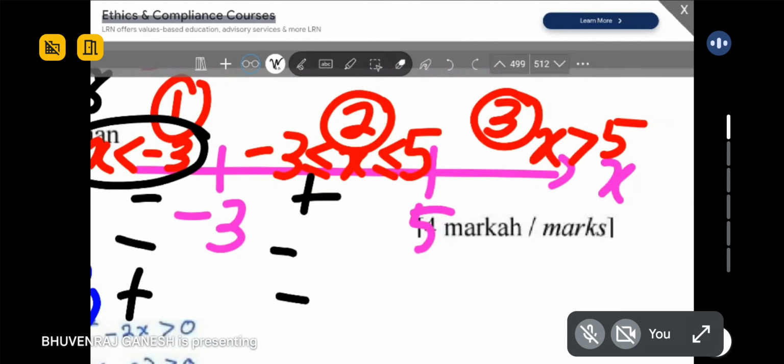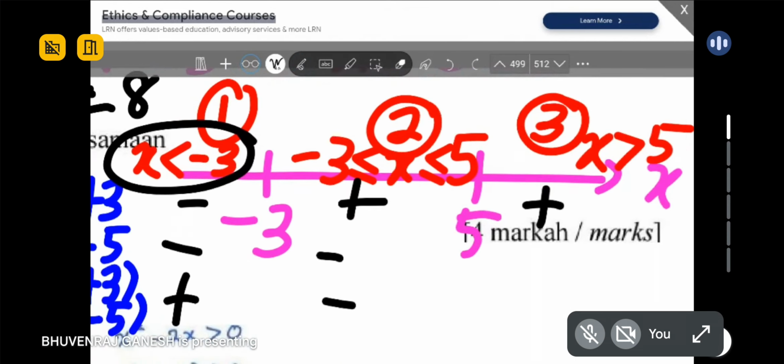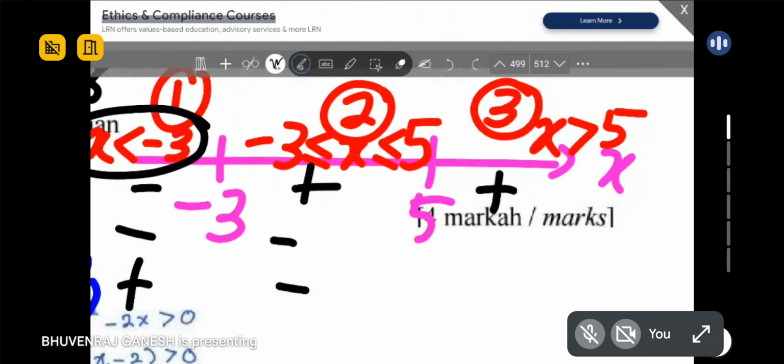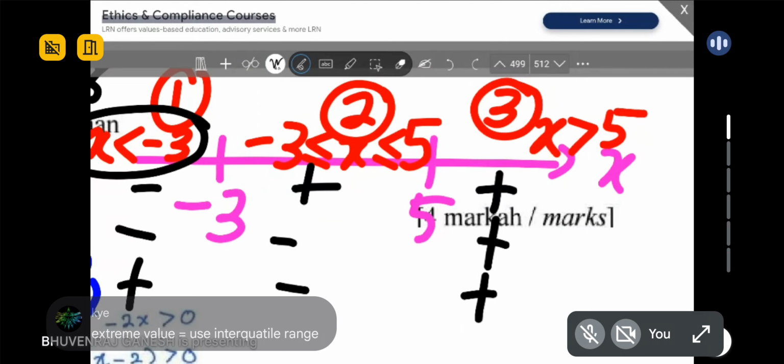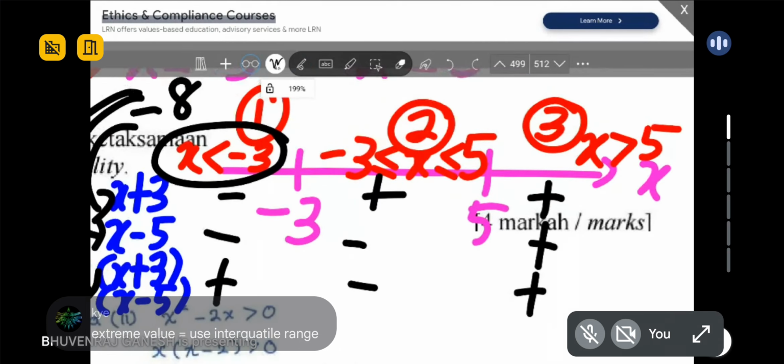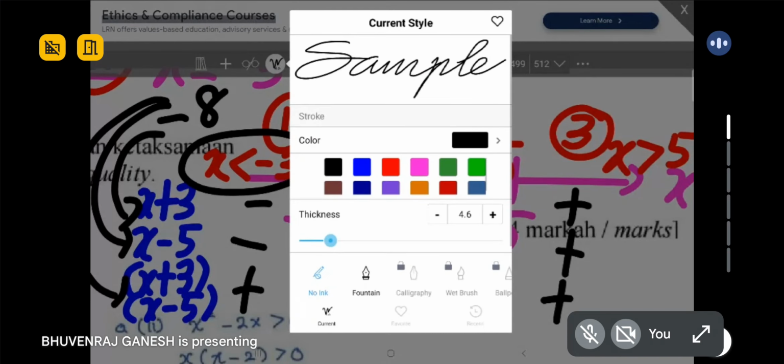So 10 plus 3, positive. And then 10 minus 5, also positive. So positive times positive, positive. Okay? Very smart, are you? Correct. Good, you can relate.